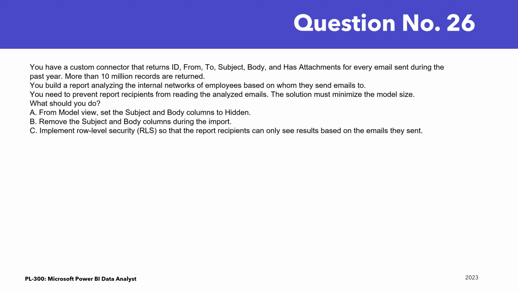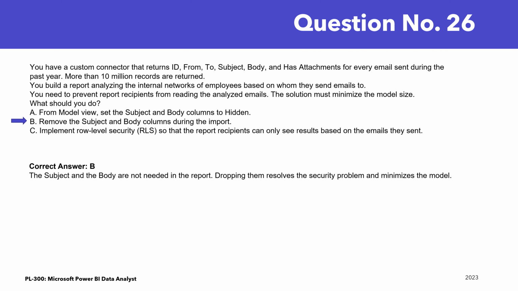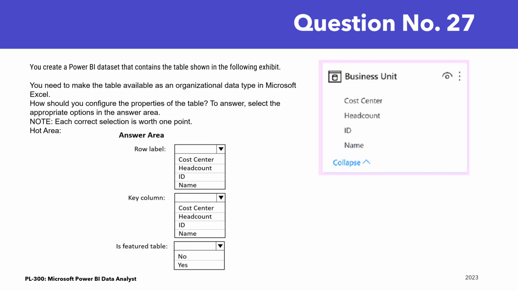A. For model view, set the subject and body columns to hidden. B. Remove the subject and body columns during the import. C. Implement row-level security, RLS, so that the report recipients can only see results based on the emails they sent. Correct answer, B.